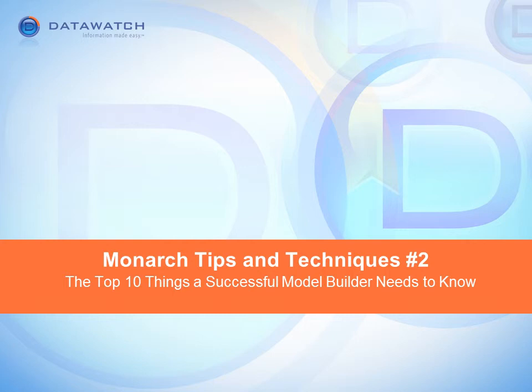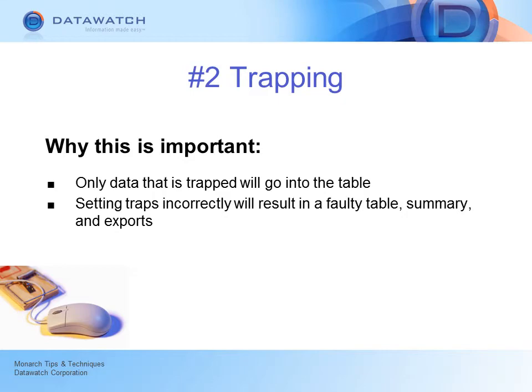Right, number 2. Traps distinguish one template from another. Therefore, you're going to need to set a unique trap for each of your templates. When you do that, you're looking for the common denominator. What's consistent for this particular template? Only the trapped data makes it into the table. So obviously this is important.